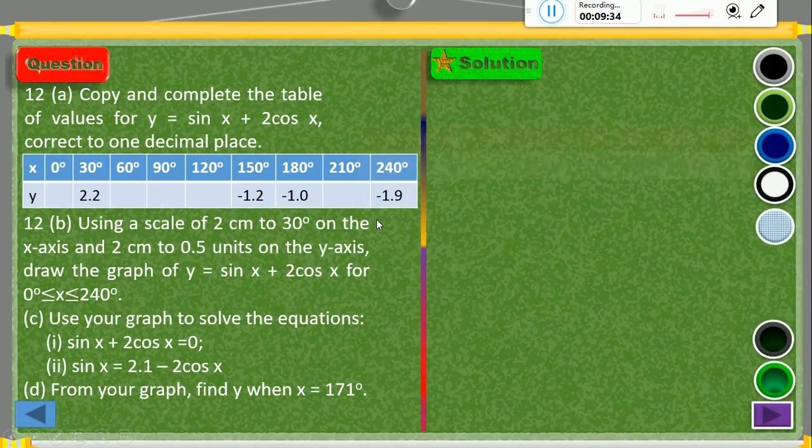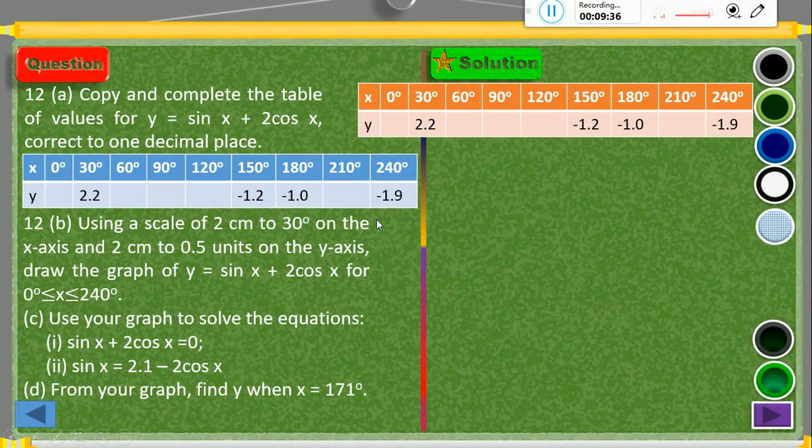Question number 12. So we need to find the missing values on the table. So the equation is y is equal to sin x plus 2 cos x. So when x is 0, y is equal to this. On evaluation, y is equal to 2.